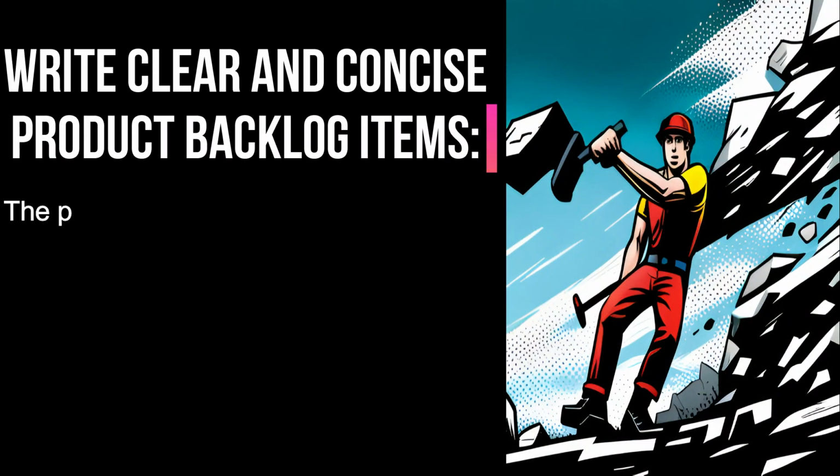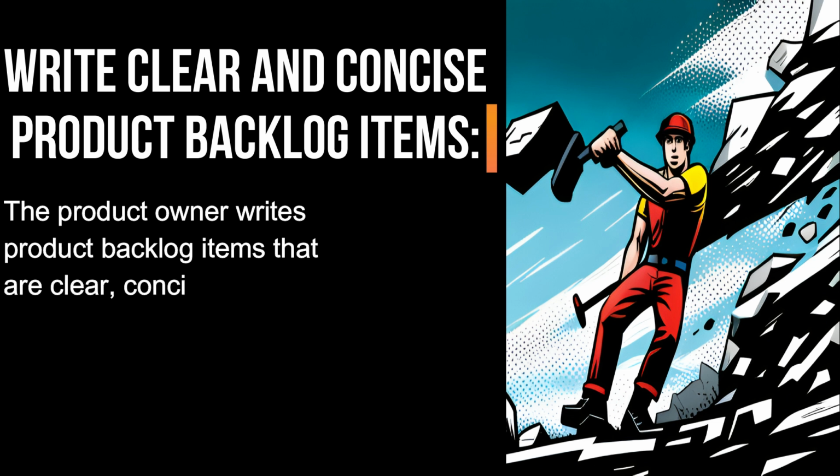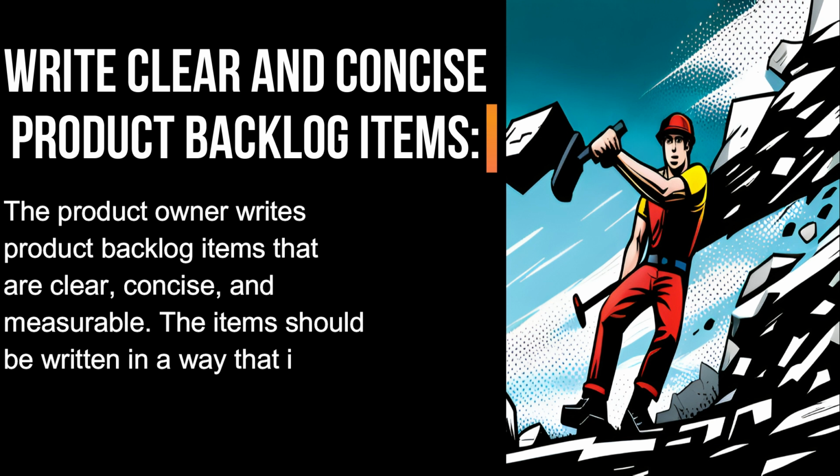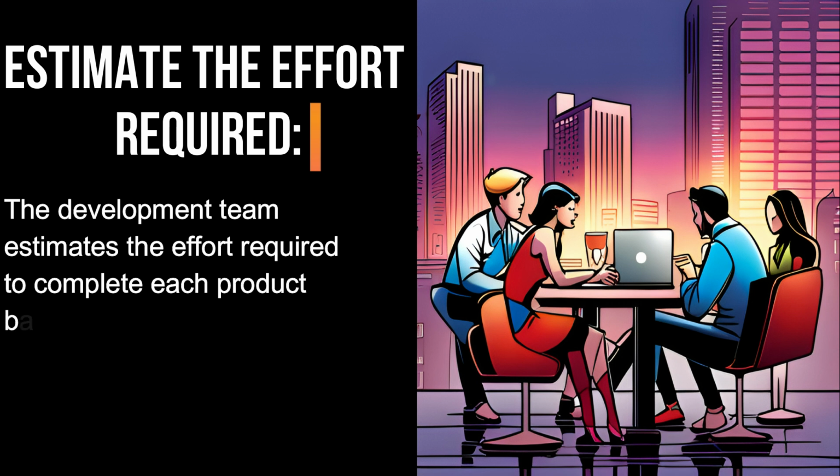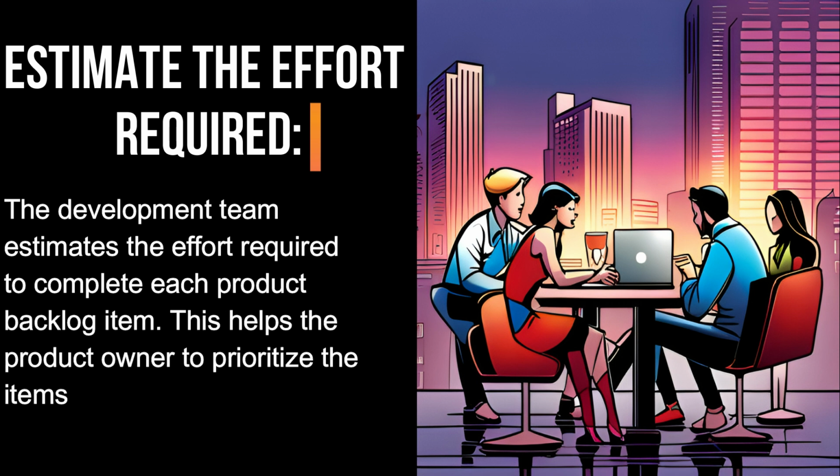Write clear and concise product backlog items. The product owner writes product backlog items that are clear, concise, and measurable. The items should be written in a way that is easy for the development team to understand and estimate. Estimate the effort required. The development team estimates the effort required to complete each product backlog item. This helps the product owner to prioritize the items based on their effort and value.